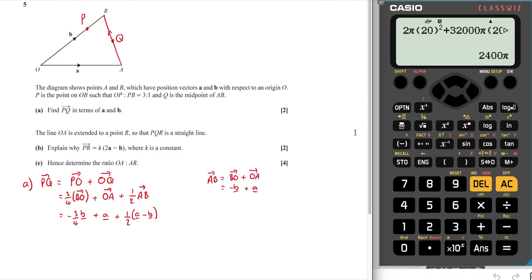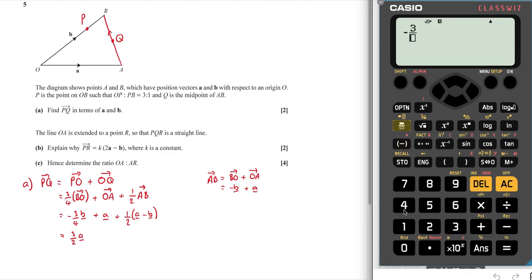Oh, we could tidy some of this up. So I've got A plus a half of A. That's going to be 3/2 A. Then I've got negative 3/4 B, negative half B. Let's just check what that is because I don't want to make mistakes on my fractions. So I've got negative 3/4, and then I've got negative half. So that's minus 5/4 of B.